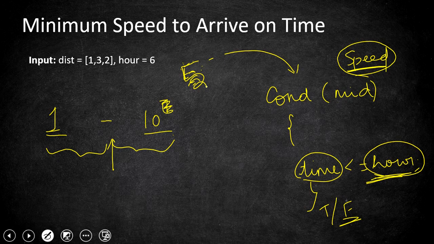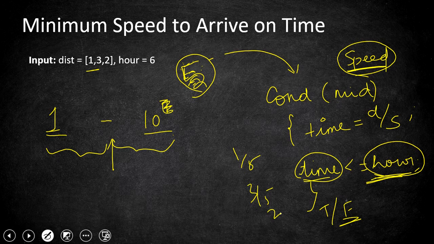So we are going to calculate a time variable, and at the end we are going to compare our time with the total hour. We are going to calculate time using the formula distance by speed. So distance here is 1 kilometer and the speed is 5. So first we are going to check 1 by 5, 3 by 5, 2 by 5.